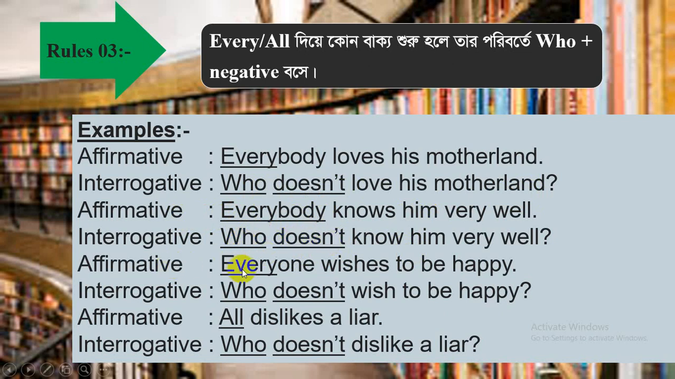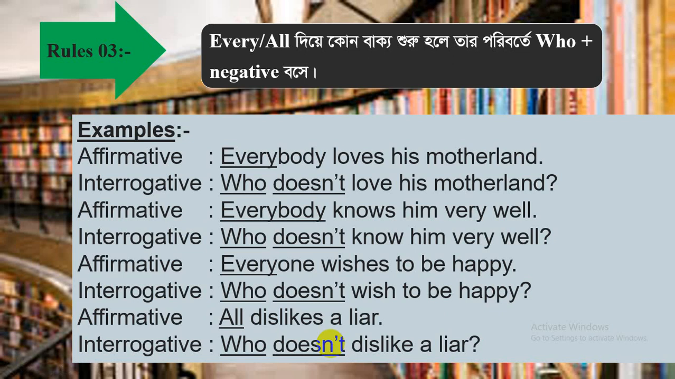Another one: everyone wishes to be happy. In the place of every we have to use who, and again we have to use negative auxiliary doesn't. So the answer will be who doesn't wish to be happy. And all dislikes the liar. In the place of all we have to use who, and again the negative auxiliary, that means doesn't. So answer will be who doesn't dislike a liar.